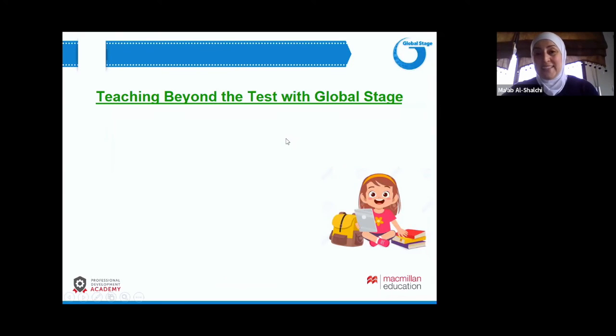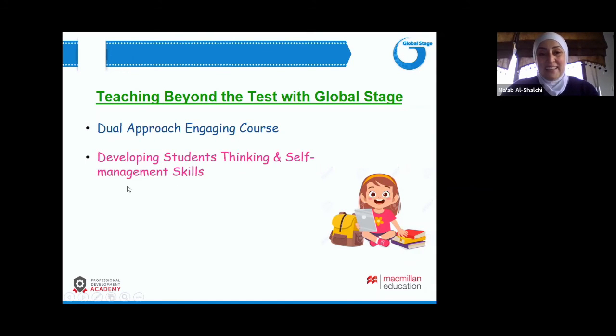Teaching beyond the test with Global Stage. This is the fun part, of course, with Global Stage. All of you who taught Global Stage have an idea about this. It's the dual approach engaging course, and it's developing students' thinking and self-management skills.